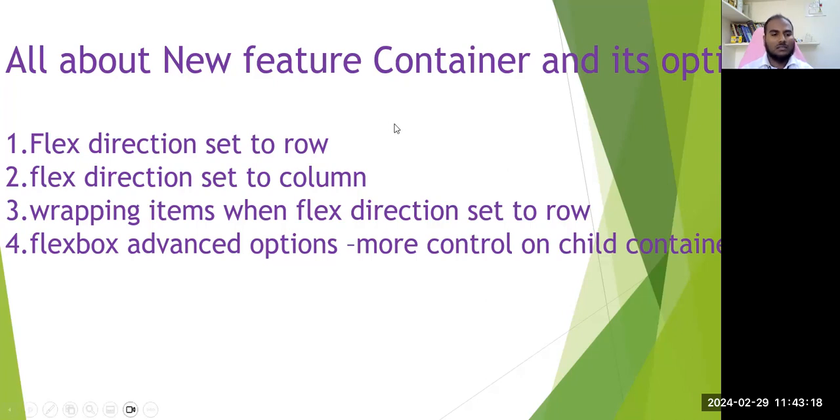So basically, it has four new options like flex direction set to row. What is flex and what happens if we set the direction to row, or horizontal? Flex direction set to column, wrapping items when flex direction is set to row, and the flexbox advanced options, more control on child container. All these features we are going to learn about in today's class.